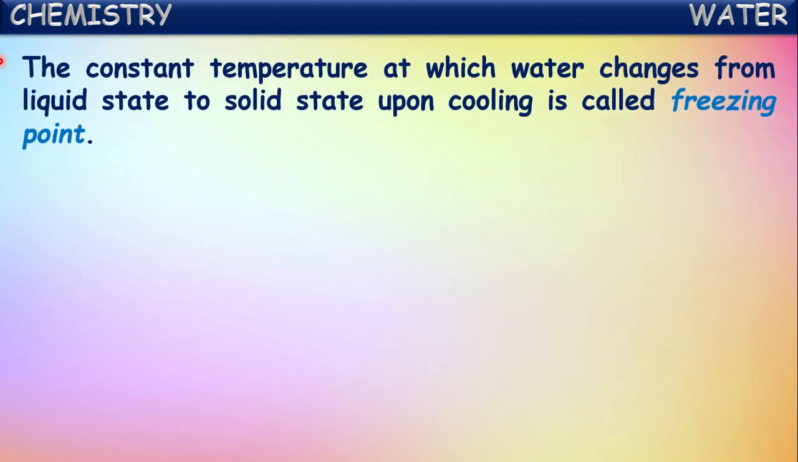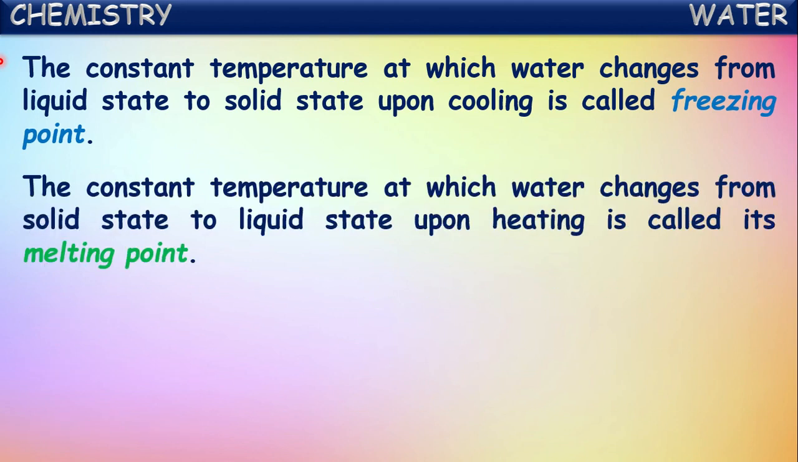The constant temperature at which water changes from liquid state to solid state upon cooling is called freezing point. The temperature at which liquid water changes into solid state ice is called freezing point. In the reverse way, the constant temperature at which water changes from solid state to liquid state upon heating is called its melting point. So actually, melting point and freezing point are the same.